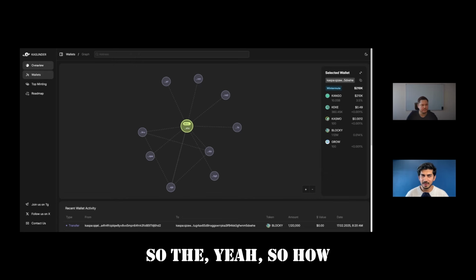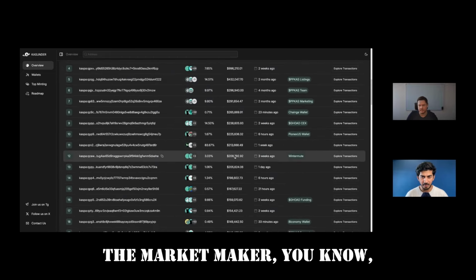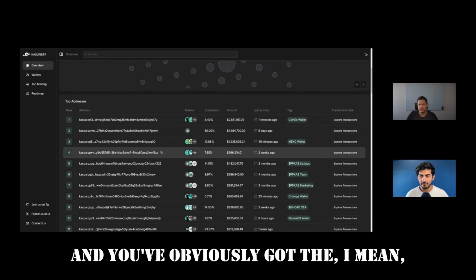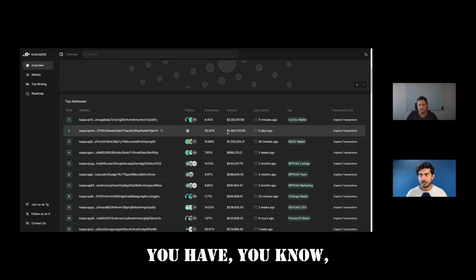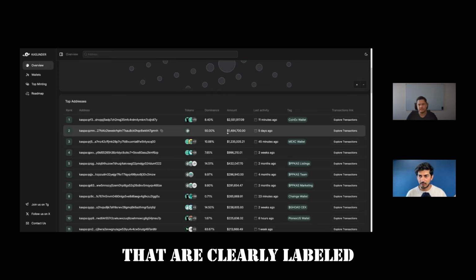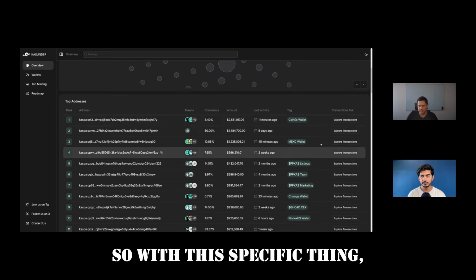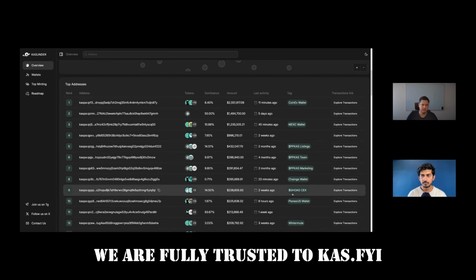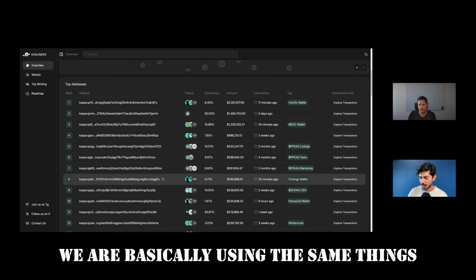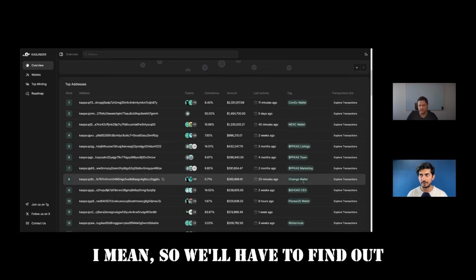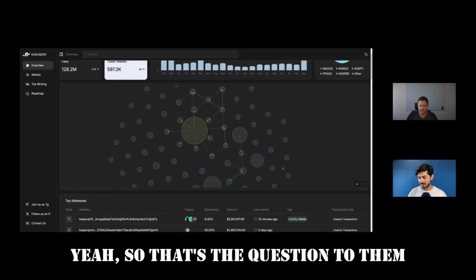So how do you mark these wallets? Because you've got exchanges there, you've got Wintermute being the market maker. I guess the project is fine because on the Ethereum side, you have smart contract addresses that are clearly labeled. How are you doing that now with exchanges and stuff that you're highlighting? With this specific thing, we fully trust cas.fyi. Whatever tags are there, we are basically using the same things. I see. So we'll have to find out how they're doing that labeling of these wallets. Yeah, that's the question for them.